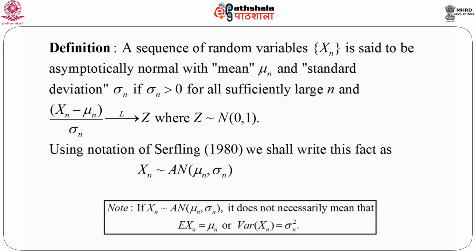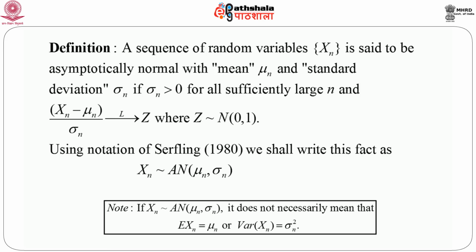Now we give a definition which we will use very frequently later on. A sequence of random variables Xn is said to be asymptotically normal with "mean" mu n and "standard deviation" sigma n if sigma n is greater than 0 for all sufficiently large n, and Xn minus mu n divided by sigma n converges in distribution to Z, where Z follows normal 0, 1. That means Z follows a standard normal distribution.